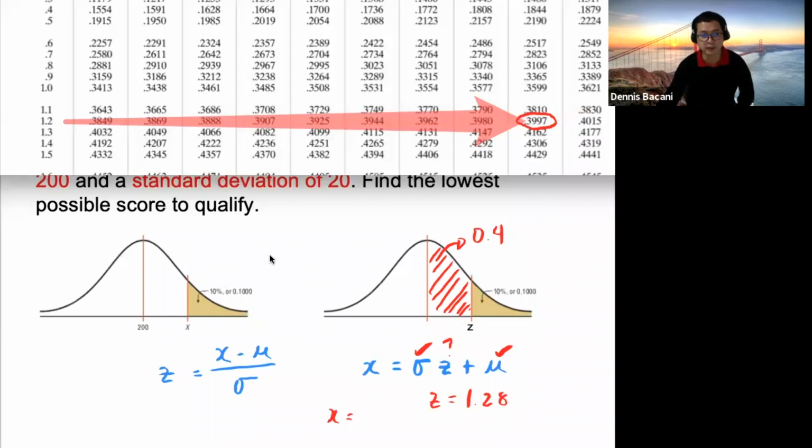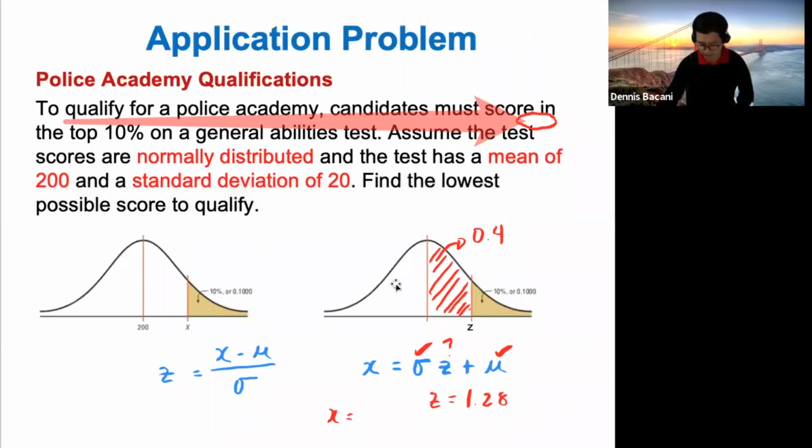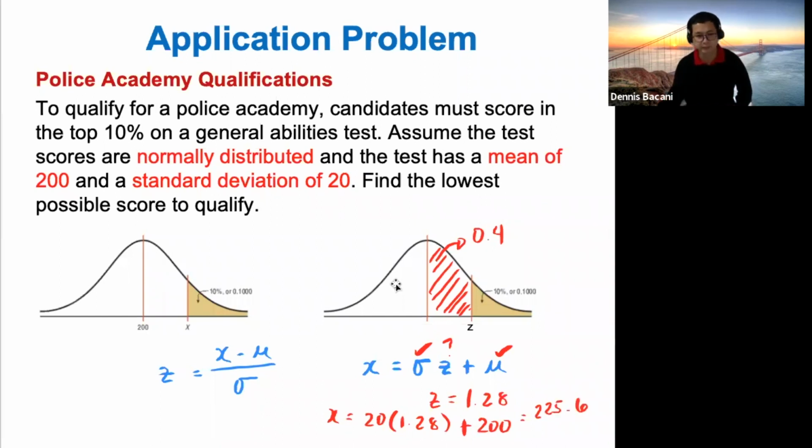All right. So if you now find the x value here, you'll get x equal to sigma. So let's go back to our sigma here. Our sigma is equal to 20, times 1.28, plus mu, which is equal to 200. So the answer for this one is equal to 225.6.